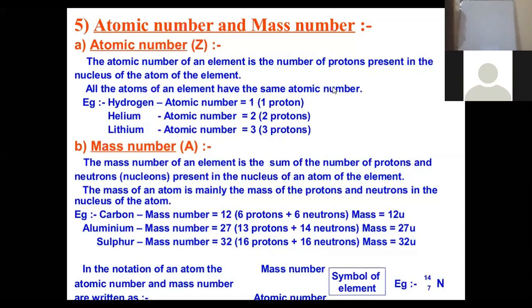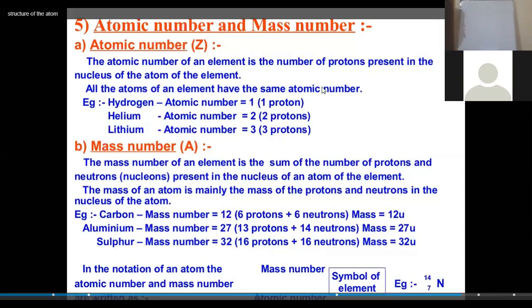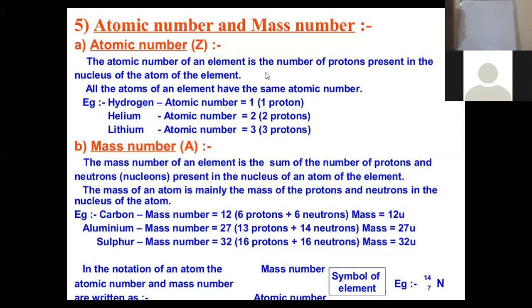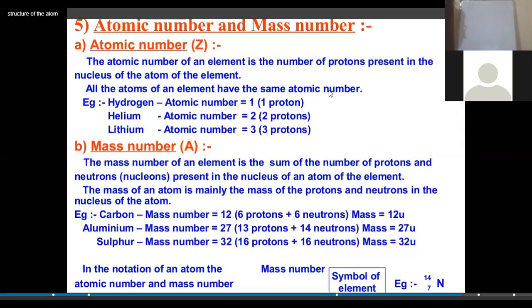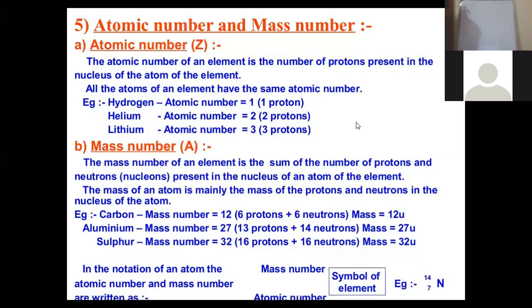In the same way, in order to identify elements from the group of elements, 118 elements are known to us. There are so many elements known to us, and just to provide the identity to a particular element, there are certain things which are associated with that element. First is the symbol of the element, which can be the first letter of the name or the first and the second letter of the name.